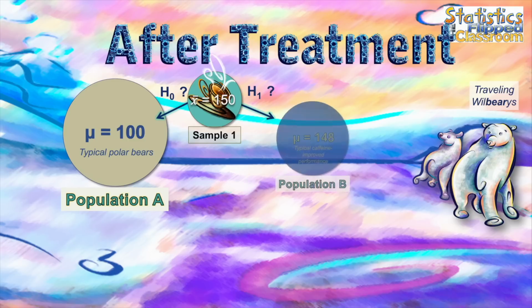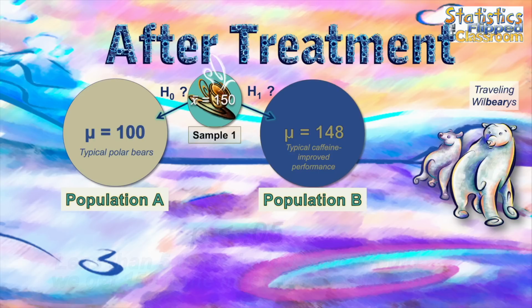Does that mean of 150 represent the population with a mean of 100 plus 50 points of measurement error? Or is it more likely that it represents that experimentally defined population, that one where caffeine improved performance, meaning they should walk 48% farther? I would expect that if the caffeine worked, they would walk 148 miles per week. In fact, they walked 150. Does that 150 better represent the population of 100 or of 148?